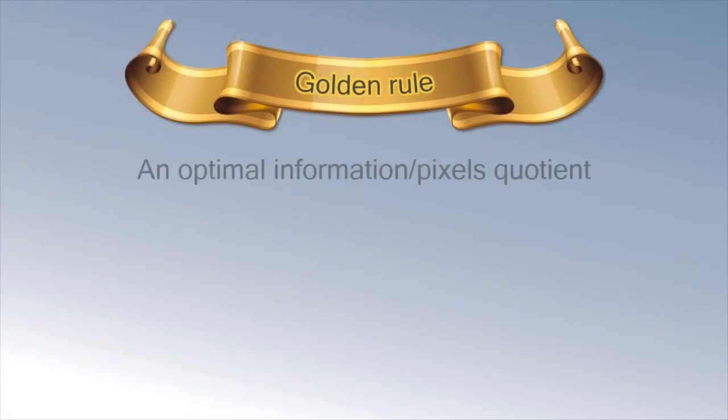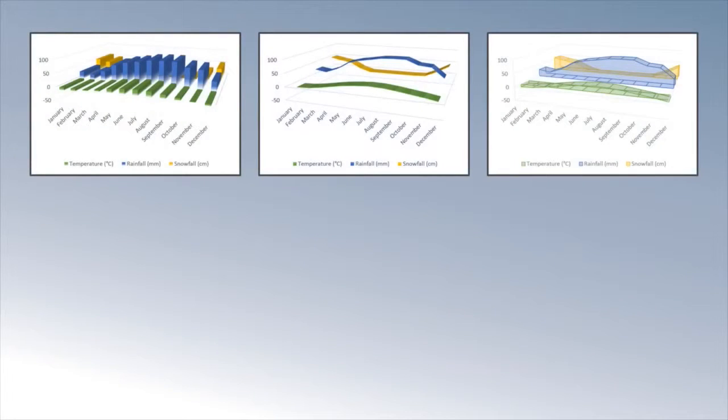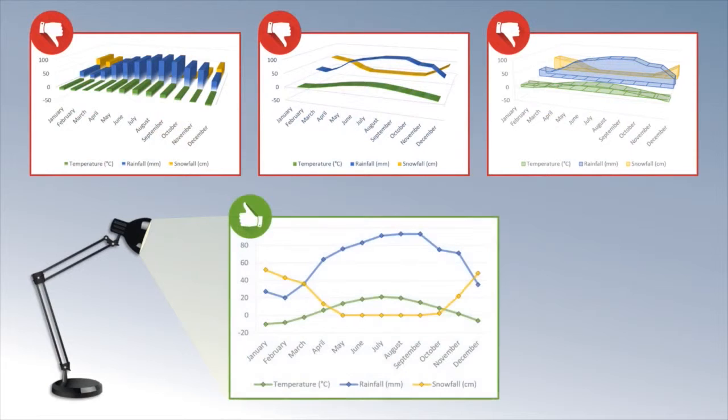That is, an optimal information to pixels quotient, which implies conveying the maximum amount of information with the minimum amount of pixels. Given this rule, visual gadgets such as three-dimensional columns of data or curves do not help viewers interpret a chart. They draw the viewer's attention to the cosmetic aspect of the design rather than to the information transmitted, which considerably hinders the analysis. Therefore, they should be avoided.